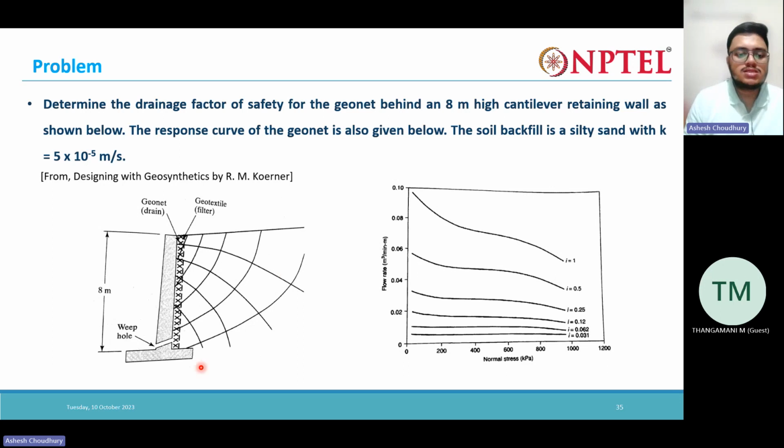Okay, so this is the same problem as the previous problem. Here, in place of geotextile, we are placing a geonet. You can see one chart is given. As normal stress increases for a particular gradient, the flow rate also reduces. So we need to find out the average normal stress that will be coming onto this geonet, and as per that normal stress, we need to find out the flow rate of the geonet.